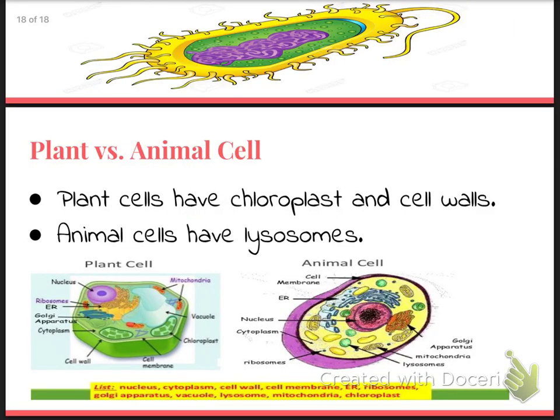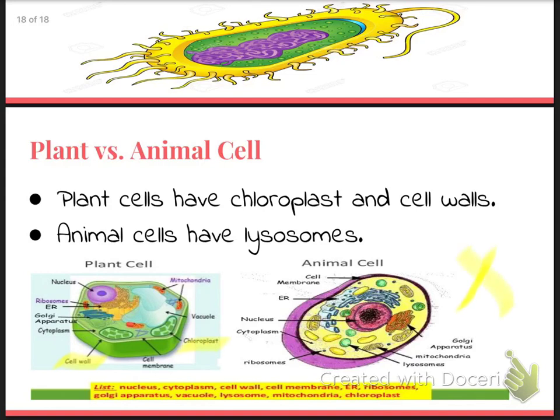This last slide is here to help you tell the differences between plant and animal cells. The main differences you need to know is that plant cells will have chloroplasts and cell walls. Animal cells will not. But animal cells have lysosomes, where plant cells don't. And you can see in this picture here that all of the different organelles within the cell match up, except for the cell wall. There's not one in the animal cell.